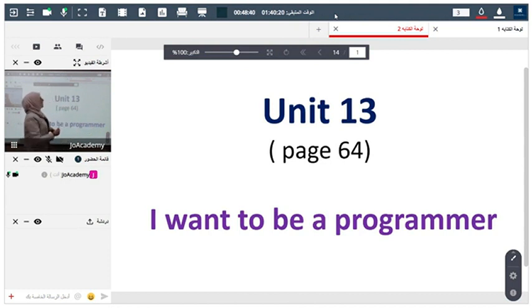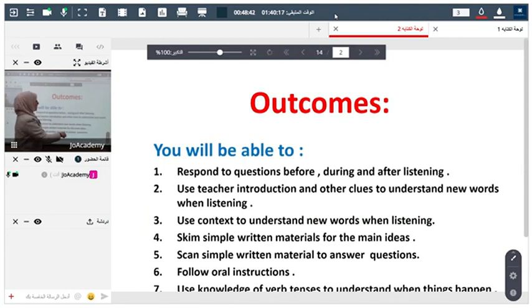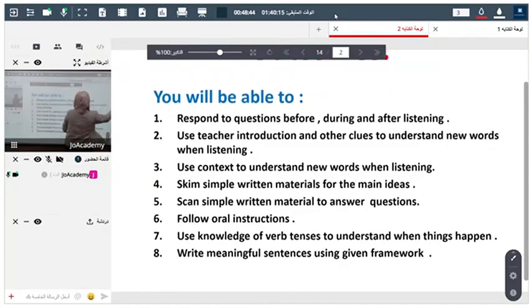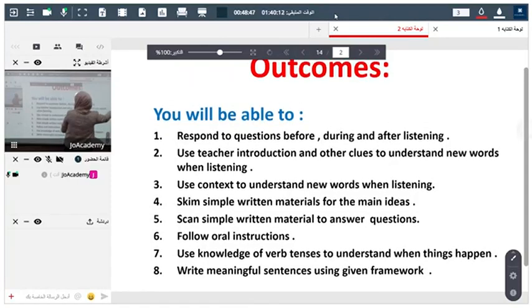Let's now read the main outcomes of the whole unit, okay? Number 1, respond to questions before, during, and after listening. Number 2, use teacher introduction and other clues to understand new words while listening. Number 3, use context to understand new words when listening. Number 4, skim simple written materials for the main ideas. Number 5, scan simple written material to answer questions.